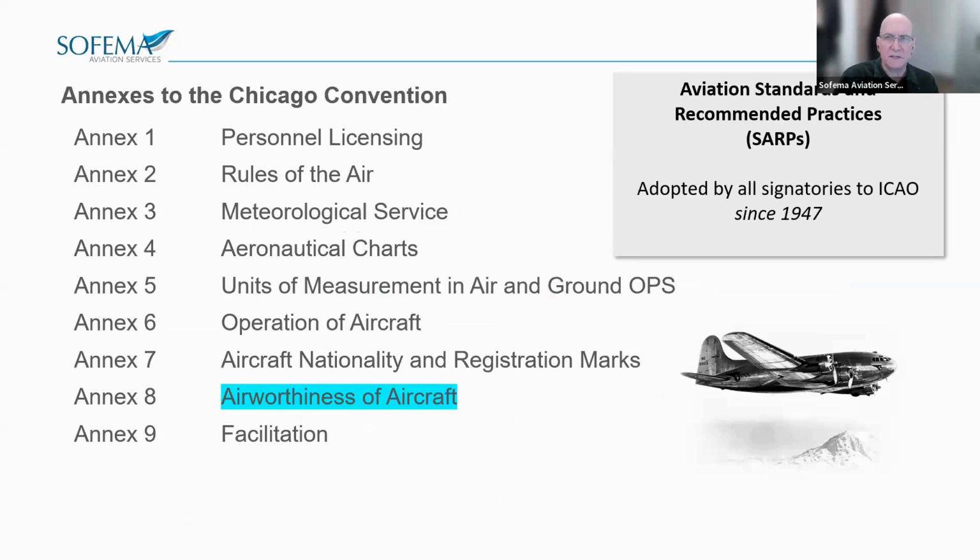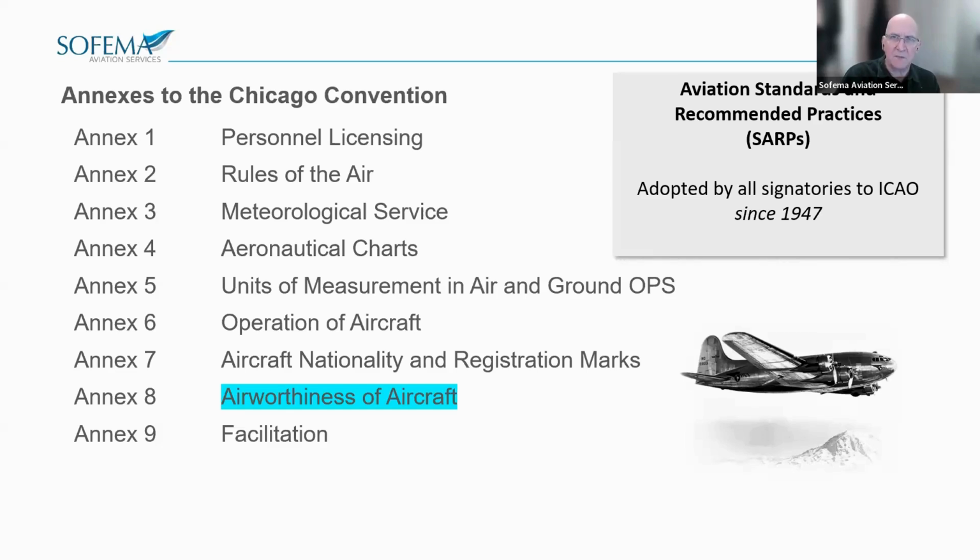So here we have the annexes. There are altogether 19. Annex 1 deals with personnel licensing, such as flight crew licensing. Rules of the air, obviously essential to have those common across the world. Meteorological services, aeronautical charts formats. Annex 5 is units of measurements in air and ground ops, standardization of those. Annex 6 relates to the operation of aircraft. Annex 7 is about standardizing aircraft nationality and registration markings.